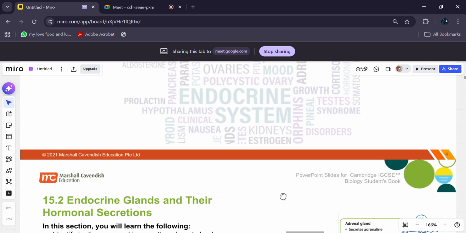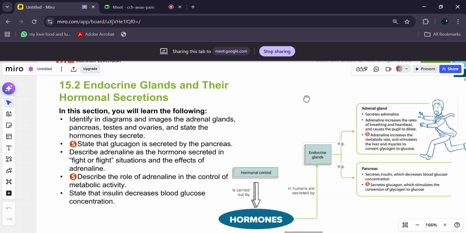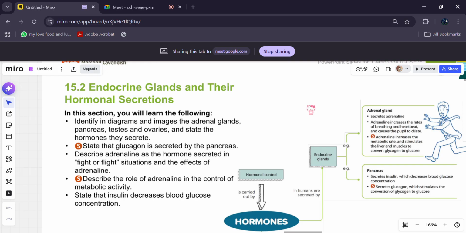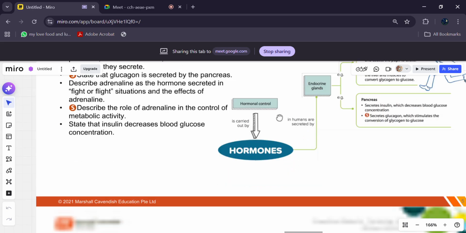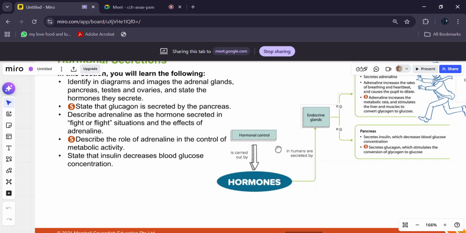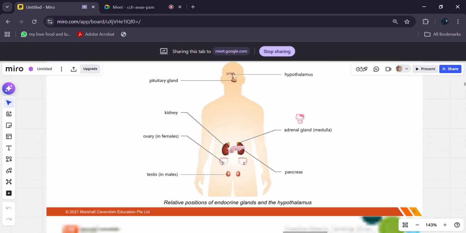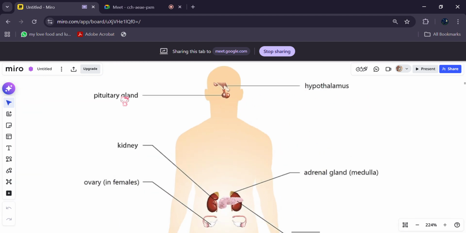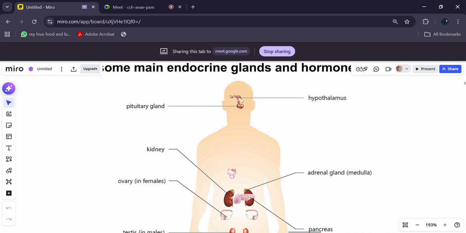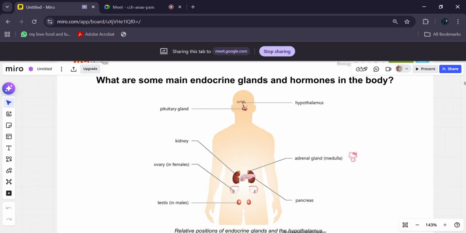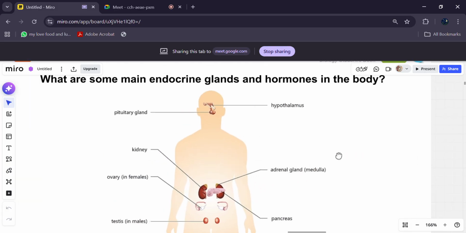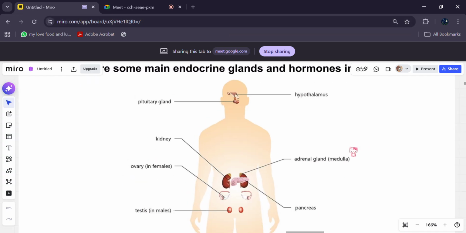So what are the types of endocrine glands? Well, there are actually many organs in our body that are considered endocrine glands, such as the pancreas, kidney, adrenal gland, and the ovaries in females and testes in males. Here you can see the hypothalamus, pituitary gland, kidney, adrenal gland, ovary in females and testes in males, and pancreas. They are all considered endocrine glands, and they have no ducts. So the hormones travel through the bloodstream in our body.